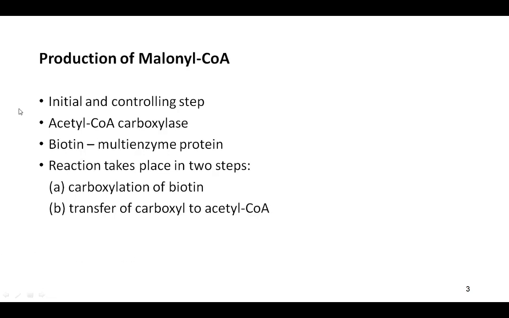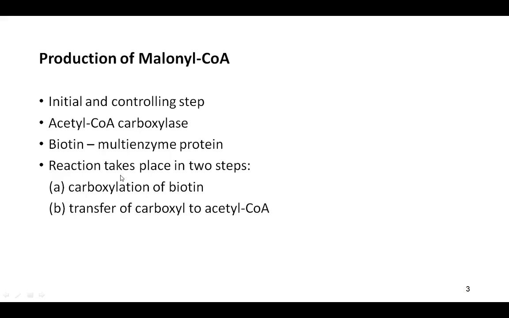So in the first step, remember I told you acetyl coenzyme A is required. Acetyl coenzyme A gets converted to malonyl coenzyme A. That is the first step of fatty acid biosynthesis, and this first step is the controlling step, the rate limiting step. The enzyme required for this first step is acetyl coenzyme A carboxylase. You have to remember the name of this enzyme, acetyl coenzyme A carboxylase. In this enzyme, basically there is a complex of the enzyme with biotin. We will see how this happens.